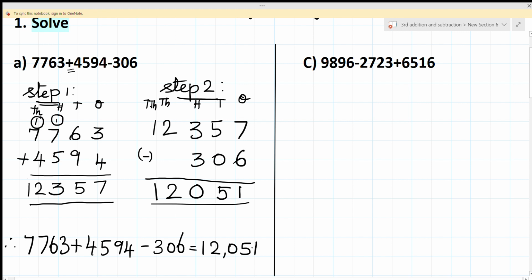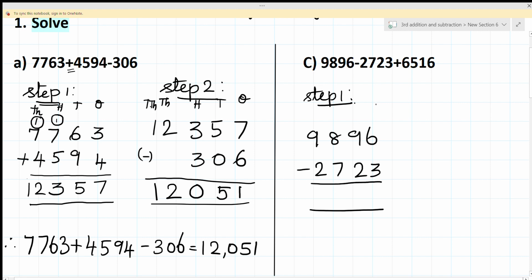Now, let us look at the second question. 9,896 minus 2,723 plus 6,516. Now we will do the subtraction first. Step 1. 9,896 minus 2,723. Let us find the difference.